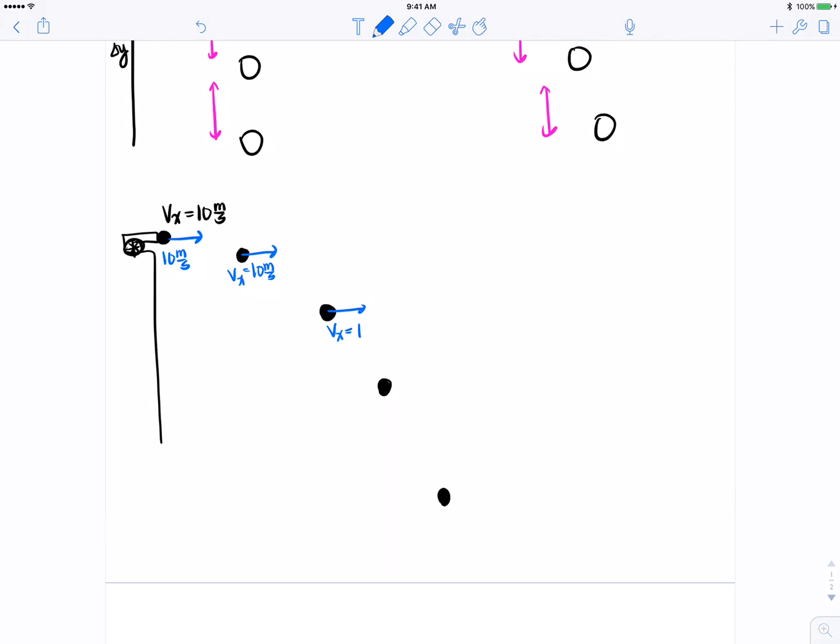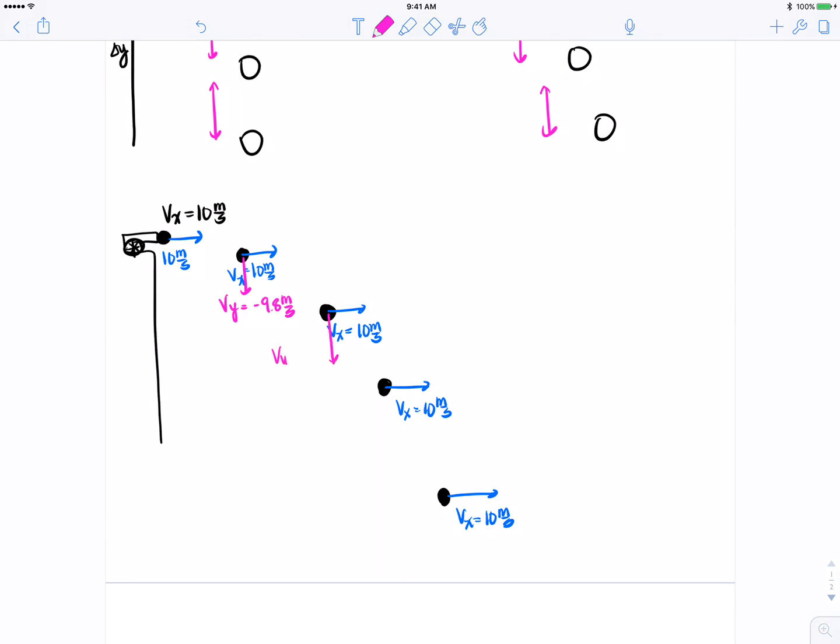Okay, so here I go with my v sub x vectors. Now in the y direction, we have a little bit of a different situation. So at time t0, we still don't have any vertical velocity. But at time t1, we've got a vy equal to negative 9.8 meters per second.